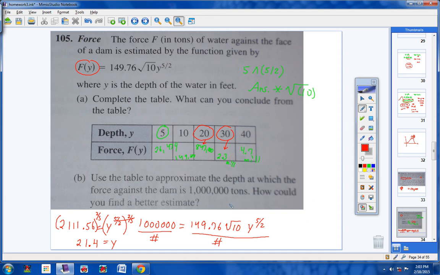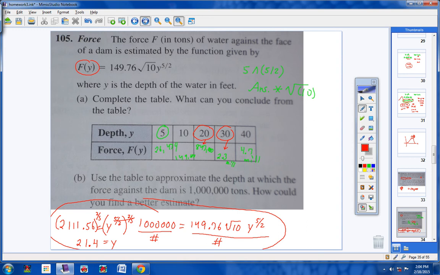Now, how could you find a better estimate? Well, I just showed you here. You could do this, or you could have broken your table of values up into smaller numbers. You could have put in 20, then put in 21, then put in 22, then 23, 24. In other words, a better way to estimate would have been to use smaller increments of y up here, okay? Alright, hope that makes sense. If you're confused, maybe back it up and watch this again. Make sure you really understand this, alright?